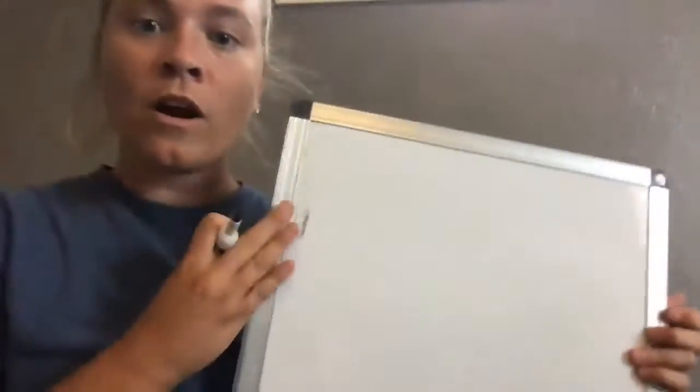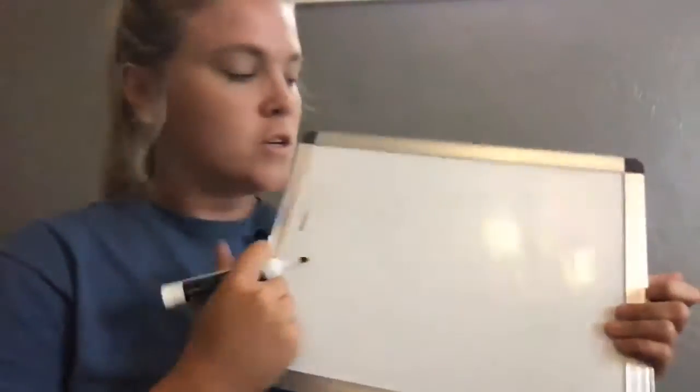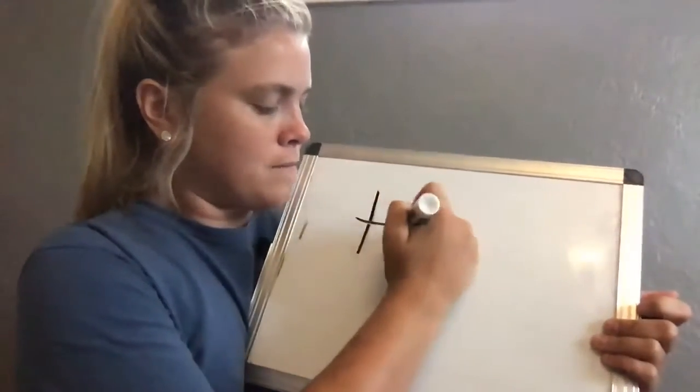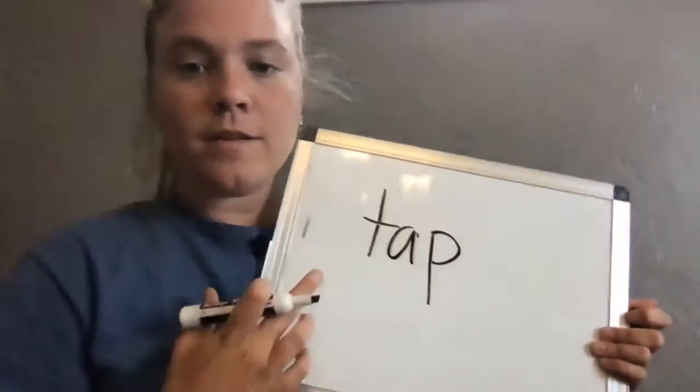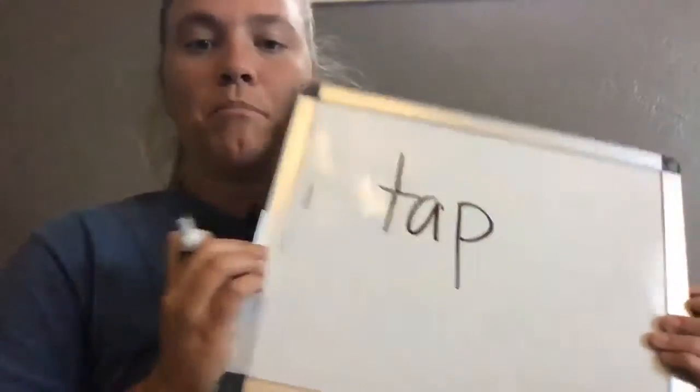Hello, first grade. So today we are going to be talking about inflectional endings and adding s to the end of some words. All right, and this is part of our grammar lesson today. So first I have the word tap. Now tap has my short A sound like we learned about in our spelling lesson. Tap, tap. And I blend them together.